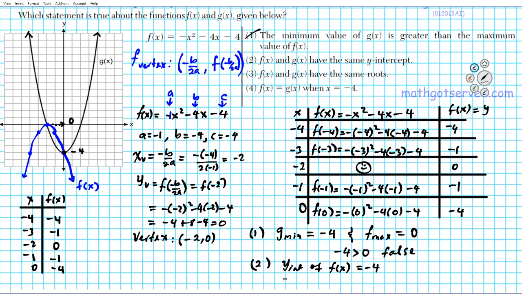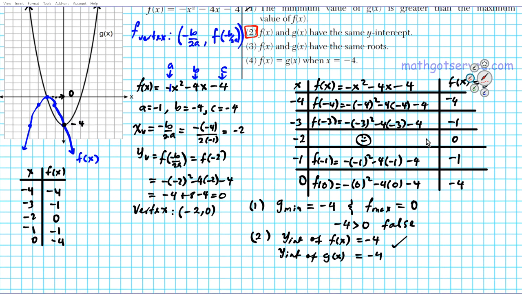And then what's the y-intercept of g of x? The y-intercept of g of x is where g of x crosses the y-axis, which is exactly at the same point. Ladies and gentlemen, we have a winner. This statement is correct. The correct answer is option number 2.